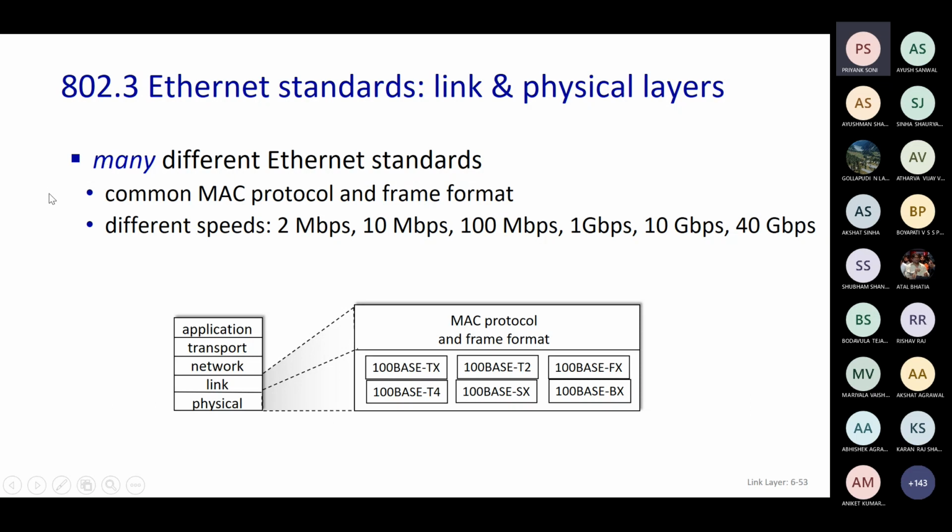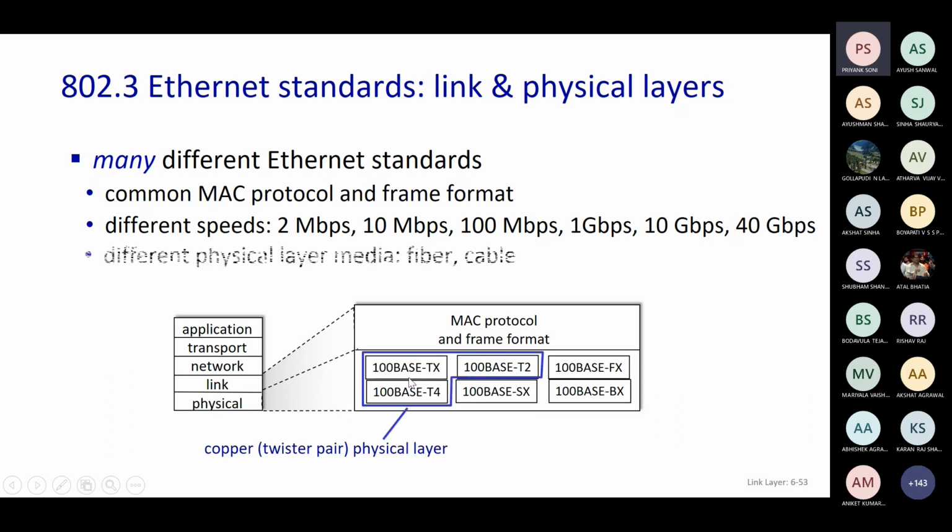They have a common MAC protocol and the same frame format. The common frame format and common MAC protocol. What is the change? They are getting different data rates. How are they getting different data rates? By considering different mediums. If it is 100 Base-TX, these are the types of cables being used. So first, 100 Base-TX, 100 Base-T2, and 100 Base-T4.